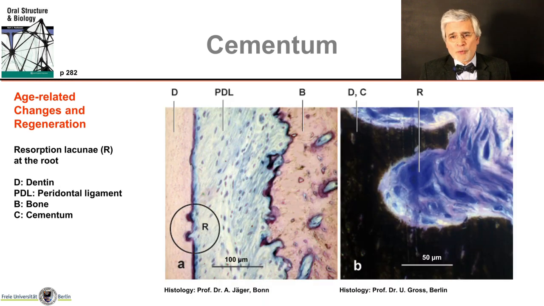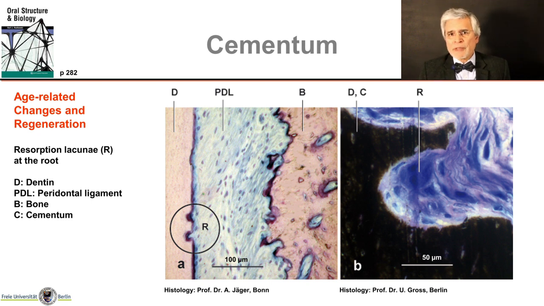And in these resorption lacunae, multinucleated giant cells can be seen, which are referred to as cementoclasts or odontoclasts, or also dentoclasts. However, they cannot be distinguished morphologically from osteoclasts.